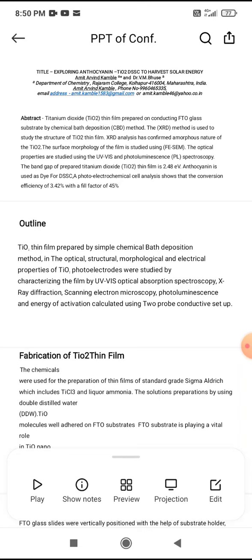My research title is Exploring Anthocyanin TiO2 Dye-Sensitized Solar Cell to Harvest Solar Energy.